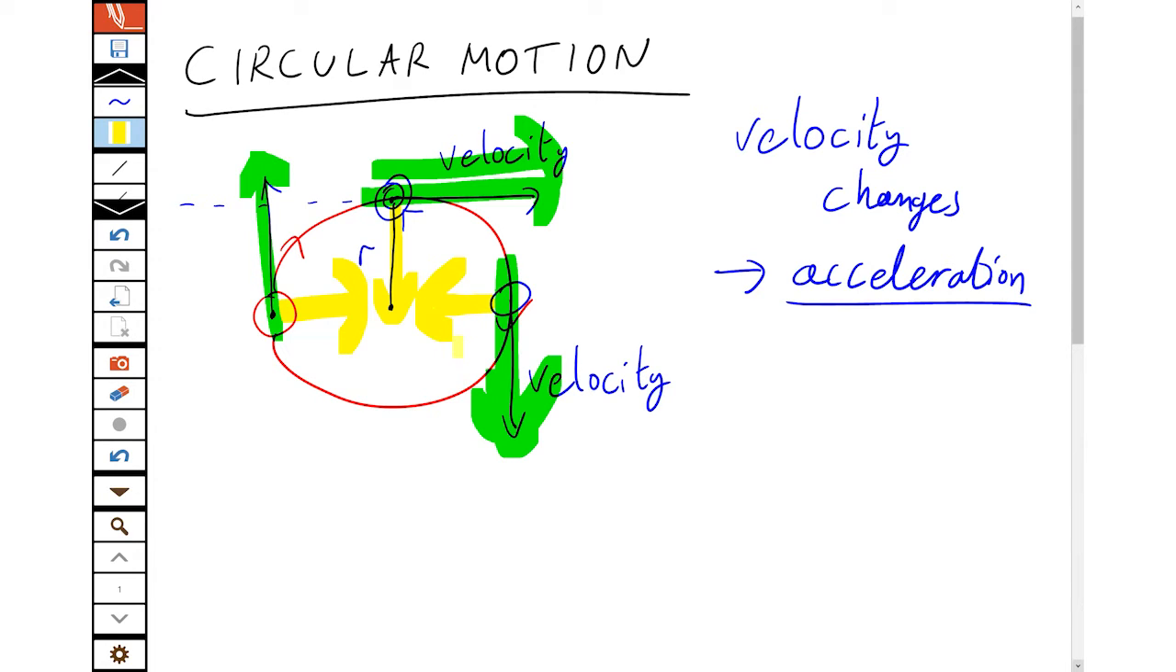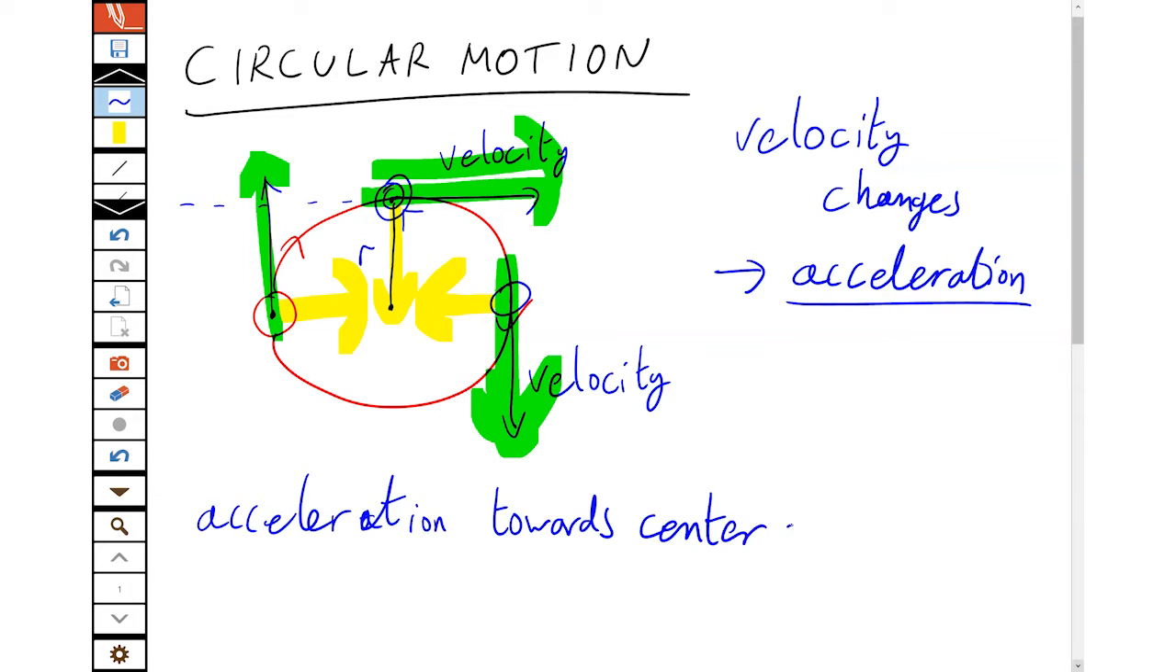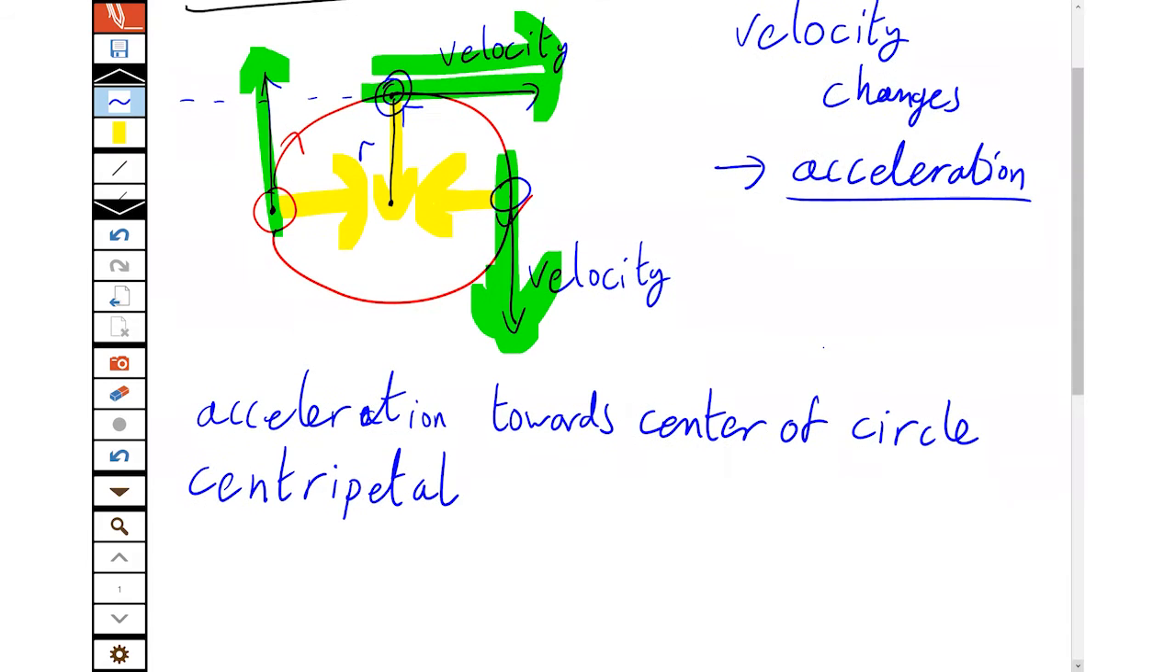We see this acceleration is always towards the center of the circle. And that's why it's sometimes called centripetal acceleration. Literally it means seeking the center. It's trying to get to the center. So you have the centripetal acceleration always towards the center of the circle, and that's given by the speed squared over the radius.